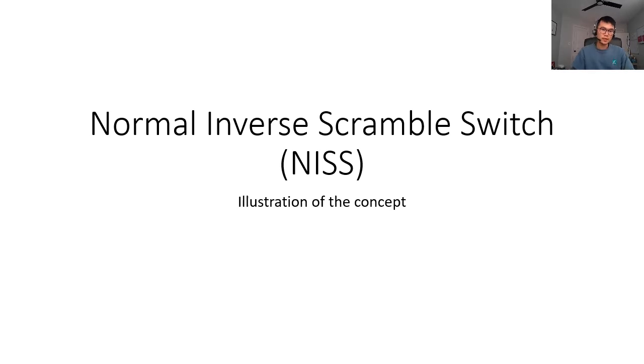In this video, I'm going to try to quickly explain the normal inverse scramble switch, or NISS, technique that's used in the fewest move challenge event. This is a very high level overview, just to explain how I understand it. I'm going to skip over a lot of details. I'll be talking fast, so pay attention.